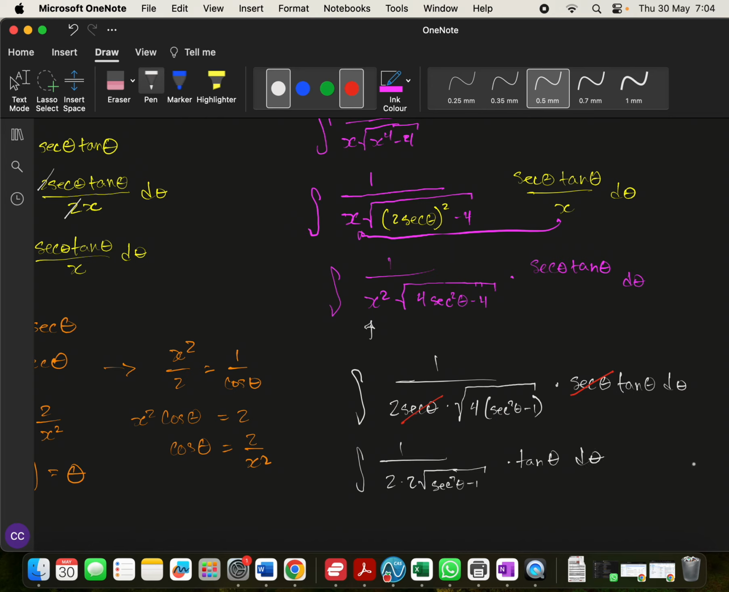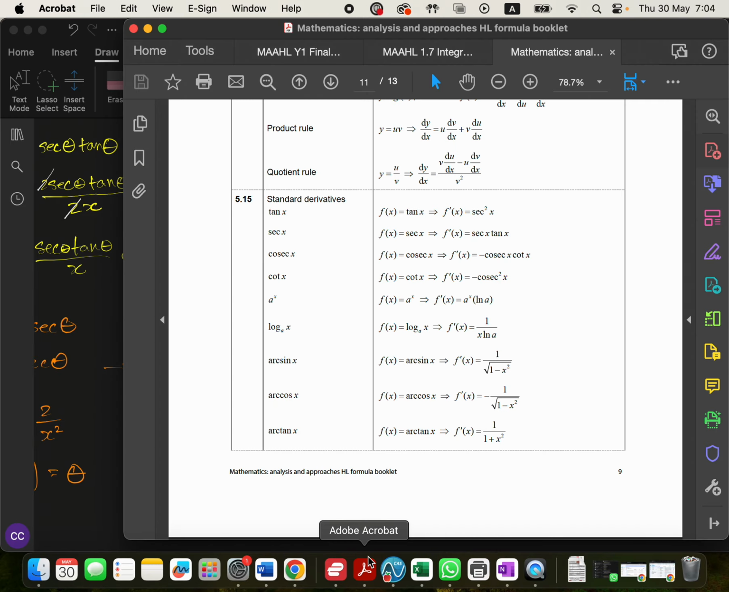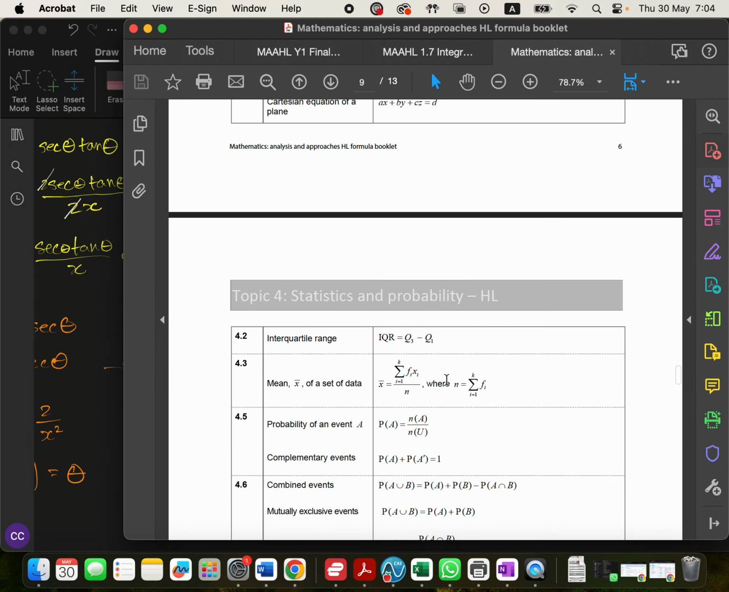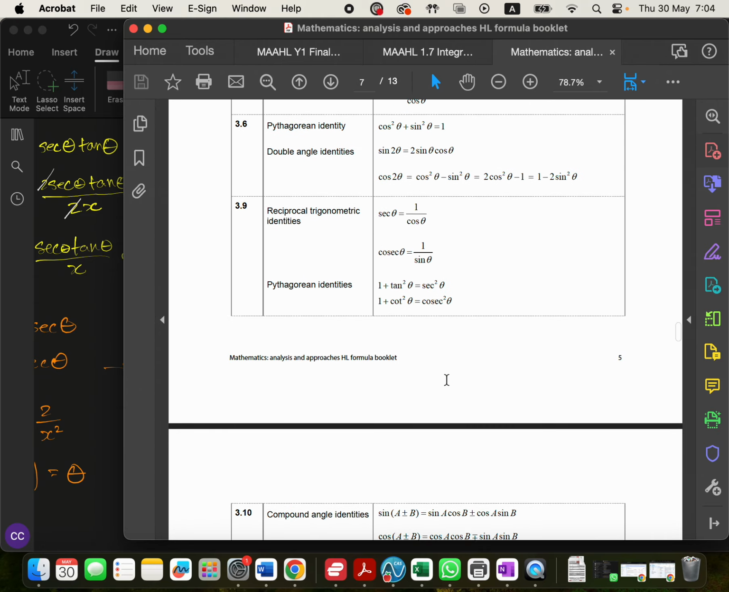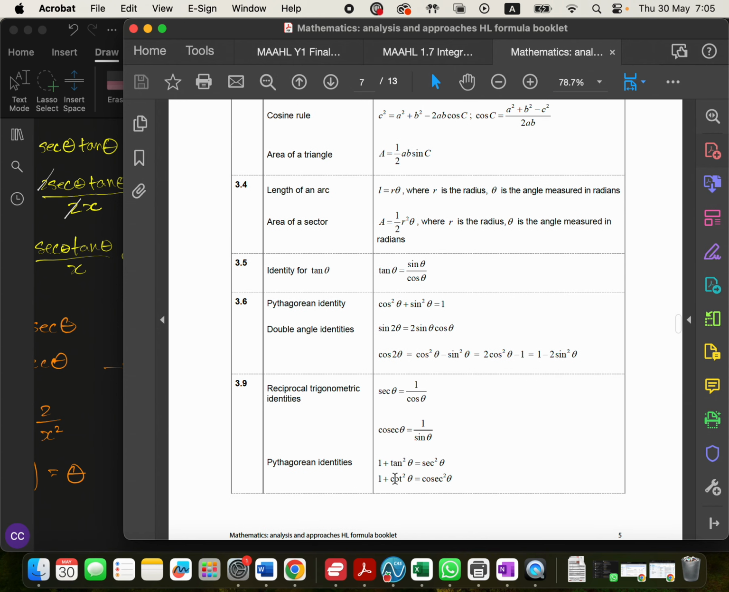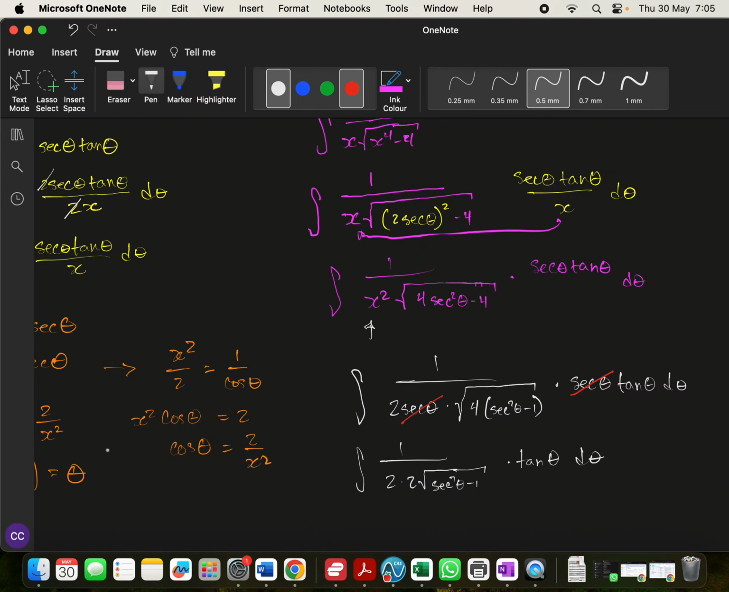All right, now we got to recognize what secant squared theta minus 1 is. We kind of have a hint what it's going to be, but just so we can make sure we got this, if we go to our formula booklet, and again, whenever we see a trig sub, I recommend almost immediately you open your formula booklet to this page, because this gives us our identities. And right here, we can see the identity that we're after. So secant squared theta minus 1 would be tangent squared theta.